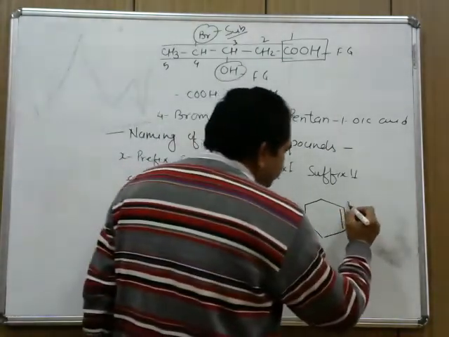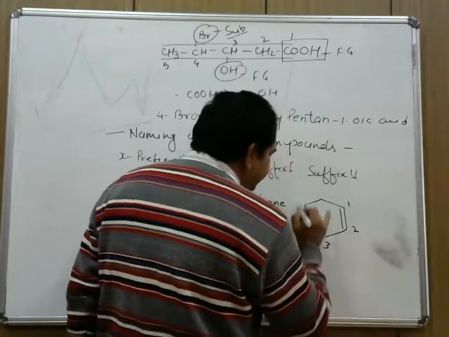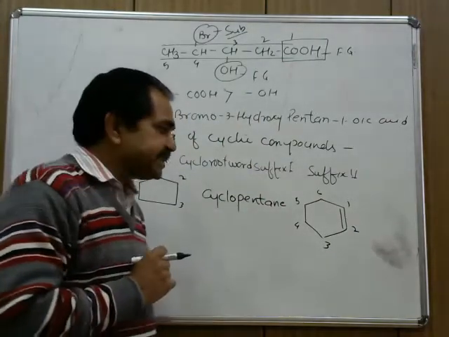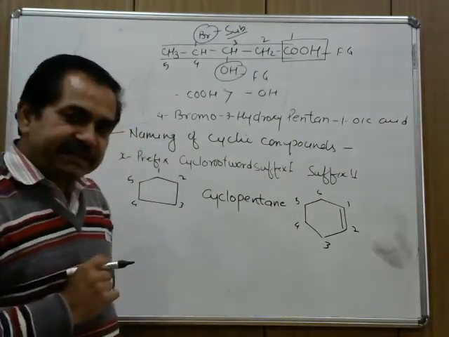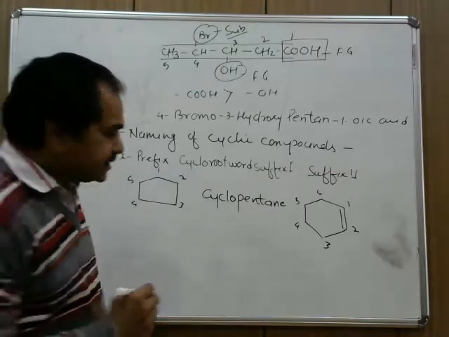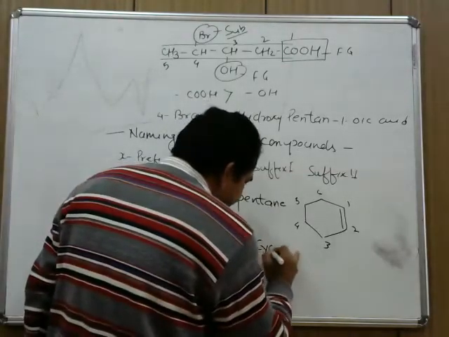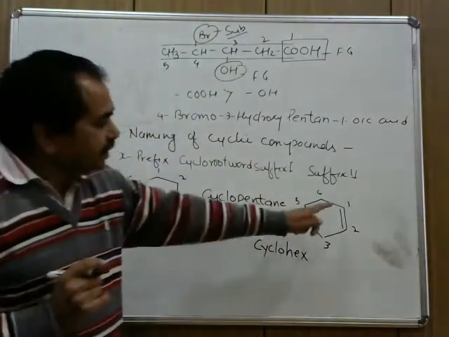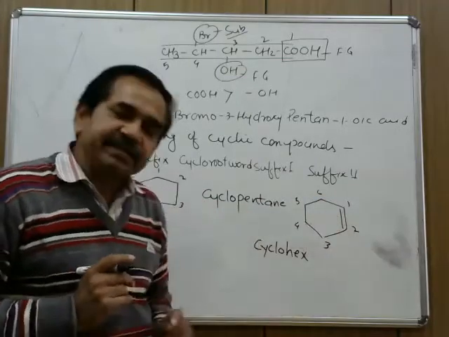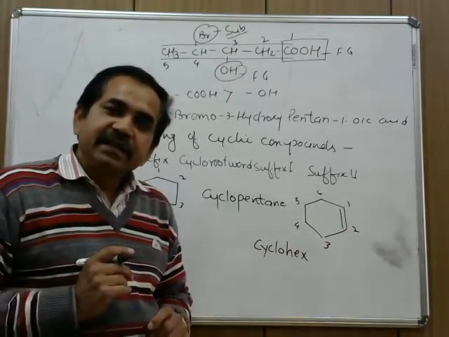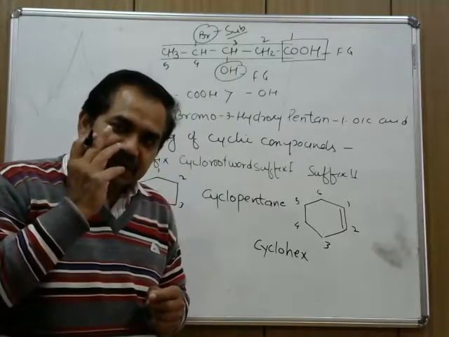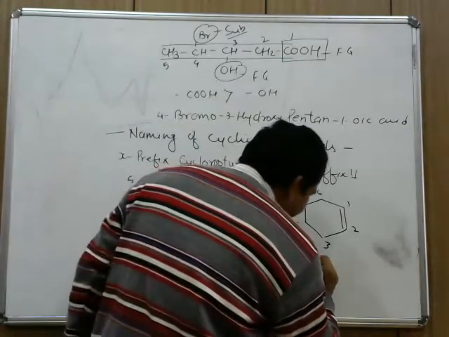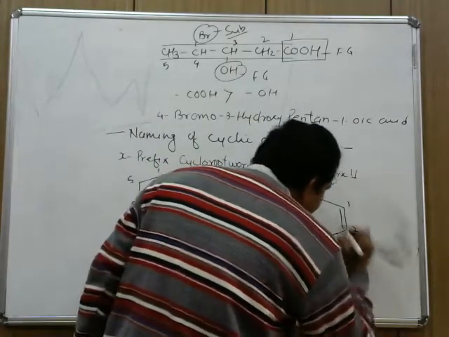Now here 1, 2, 3, 4, 5, 6. No substituent is present, no functional group is present, and there are 6 carbons. So we write cyclohex. Then this double bond is present between the first and second carbon. And out of these two numbers, the lower number indicates the position of the double bond. So we write cyclohex-1-ene.